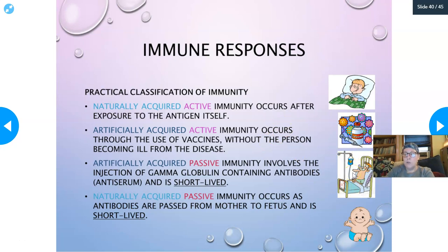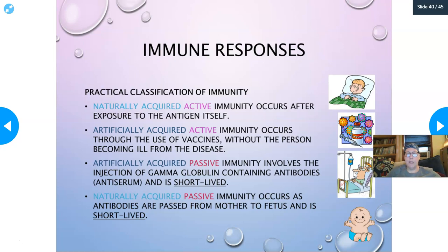If you followed the coronavirus news, they were infusing plasma from people who had recovered from coronavirus into really sick patients, and it helped them, because the antibodies were able to come in and neutralize the virus, and the person didn't have to go through the process of forming all their own antibodies.